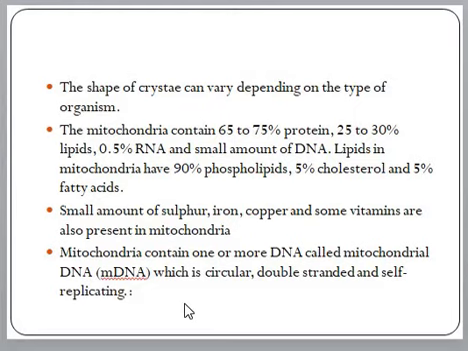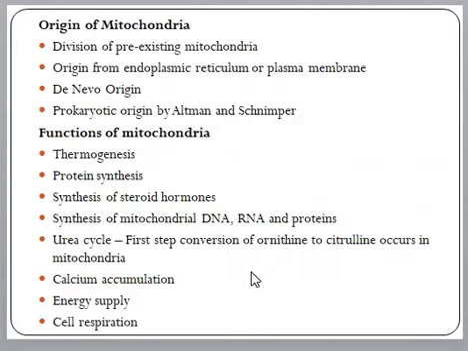The mitochondria are called semi-autonomous organelles since they have DNA, and the mitochondrial DNA present within the mitochondrial chamber is circular, double-stranded, and self-replicating. And ribosomes are also present within the mitochondria, which help them to do protein synthesis.